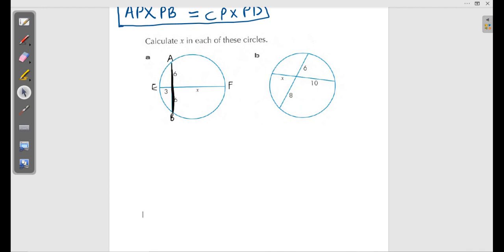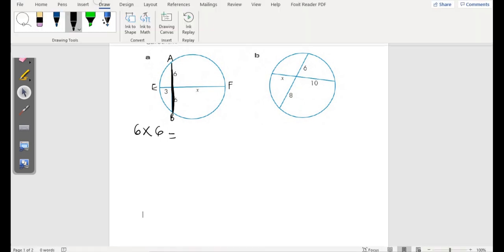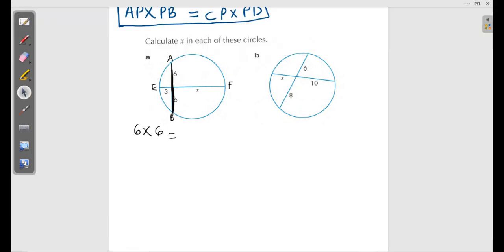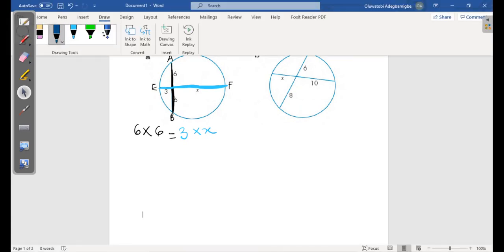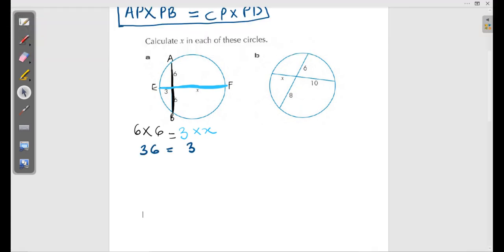So looking at the first chord, divided into two parts, 6 and 6, I can say 6 times 6 is equal to the product for the second chord, which is divided into 3 and x. So you say 3 times x. That gives you 36 equals 3x. Dividing both sides by 3, the 3 cancels out 3, and x is 12. By the time I put 12 here, the value of 3 times 12 will be the same as the value of 6 times 6.